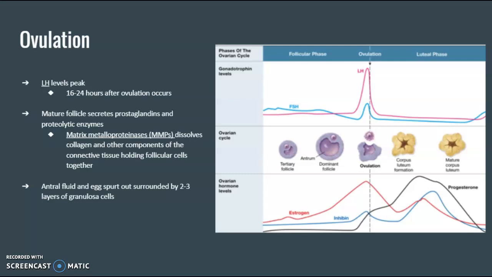The mature follicle secretes prostaglandins and proteolytic enzymes such as MMP, which is matrix metalloproteinase, which will dissolve the collagen and other components of the connective tissue holding the follicular cell together. So now the antral fluid and egg can spurt out of the ovary into the fallopian tubes. That egg that just spurted out now has 2 to 3 layers of granulosa cells, while it only had one as a primordial follicle.